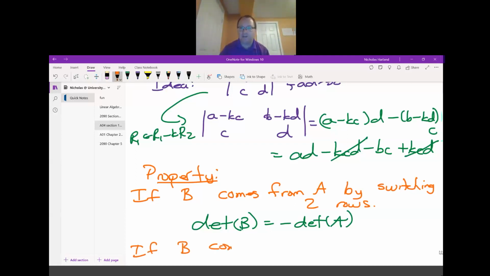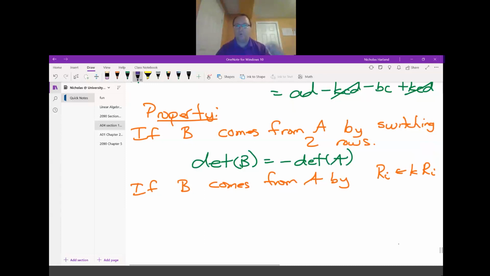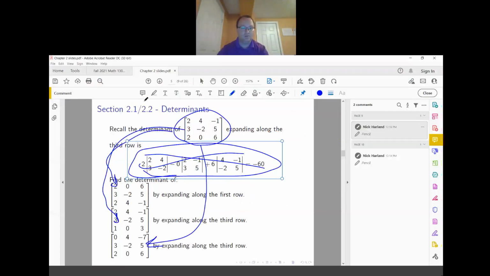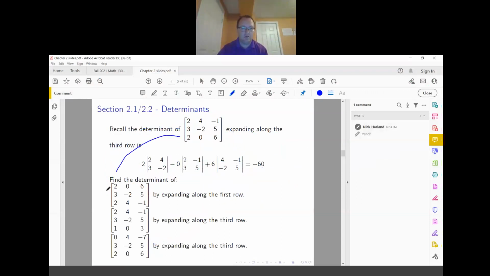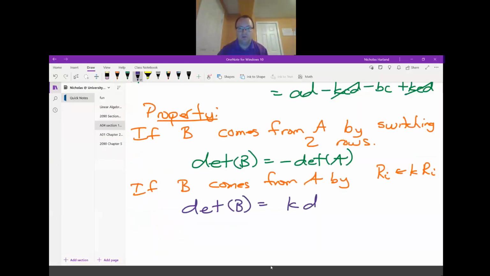If B comes from A by some row becomes K times that row, if we multiply a row by something, what does it do to the determinant? I think it was just the fact that my K was a half for this example. To go from the first one to the second one, we multiplied row 2 by a half. So the determinant got cut in half. So K was a half in our example.